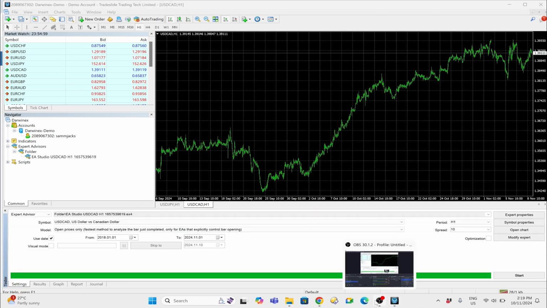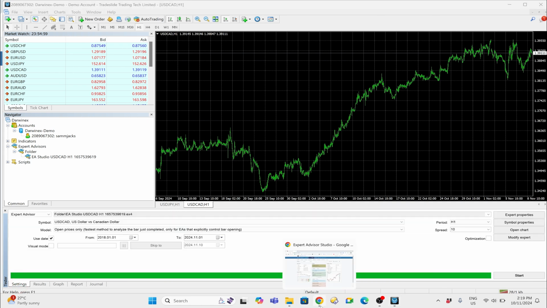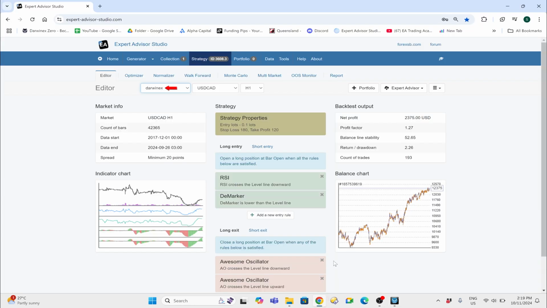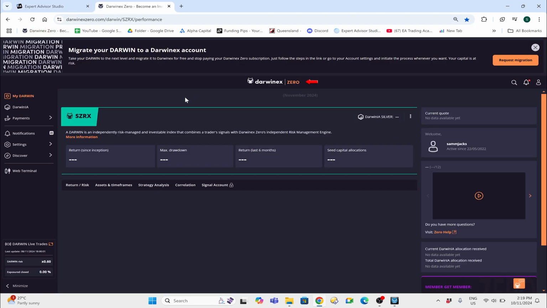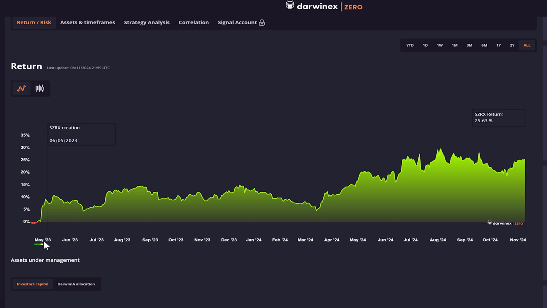And the other thing I'm thinking would be good to show at the moment, because this is an Expert Advisor that I have developed on the DarwinX data, it's worth mentioning that they have a new permanent allocation on their DarwinX Zero platform. So this is an account I've had since May 2023. It's in a bit of a stagnant dip period. It seems to be recovering.